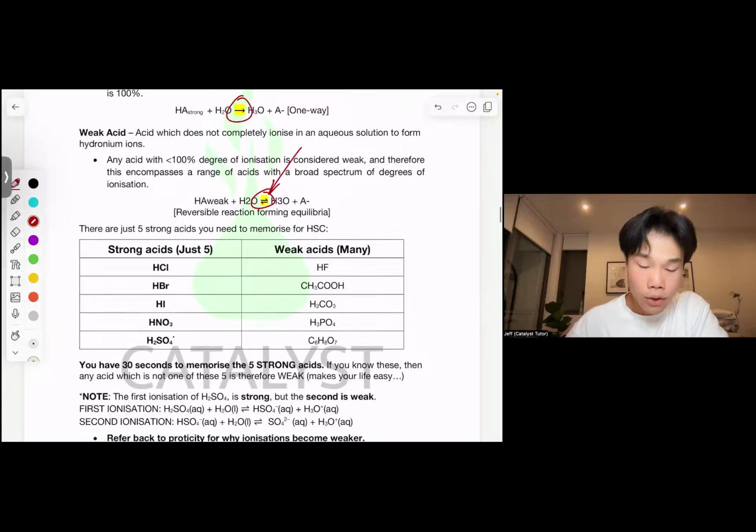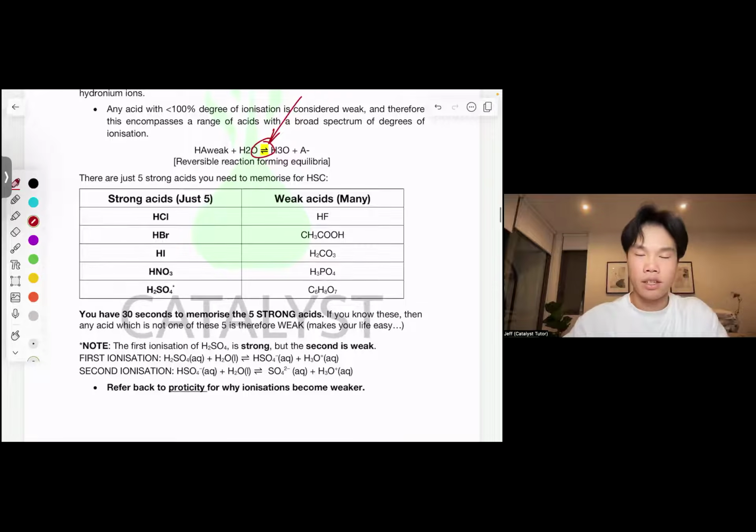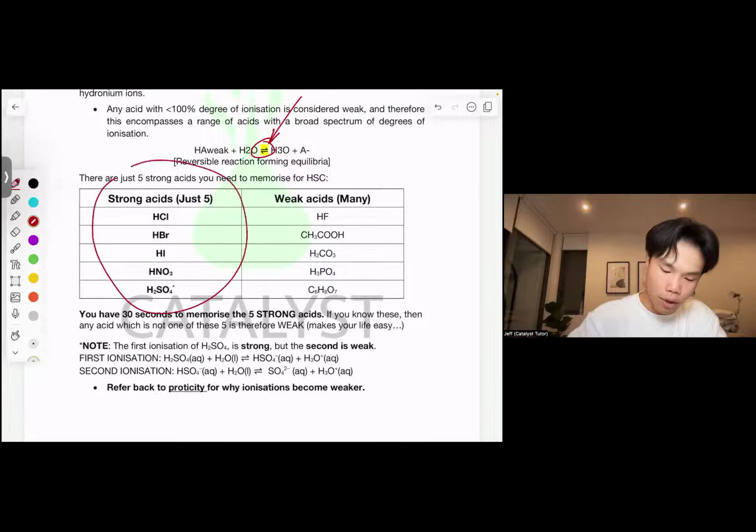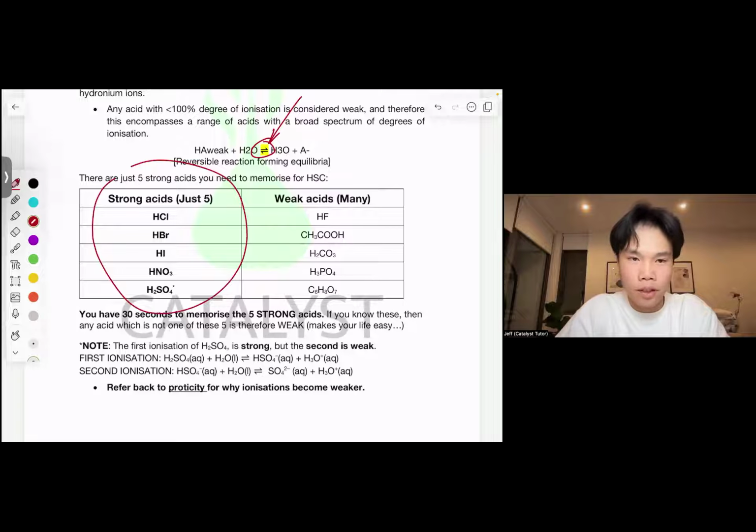There are 5 strong acids that come up over and over again in HSC. There's 2 others that you may know as well, but these 5 strong acids you must know. The 5 strong acids are HCl, HBr, HI, HNO3, and H2SO4. And the other ones that you see are the ones to do with chlorate and perchlorate. So perchloric acid can also be considered strong.